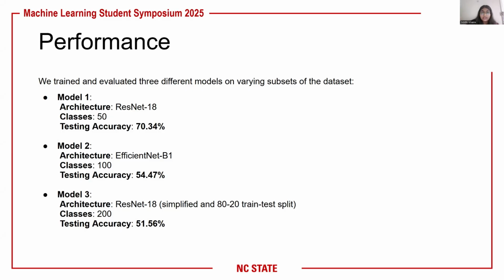For our third model, it is based on our model 1. However, it is more simplified because we got rid of all the image transformation. And instead of the suggested 50-50 train test split by our dataset, we ended up implementing the more general 80% training and 20% testing split. And this time we incorporated all the 200 classes and we ended up with a testing accuracy of 51.56%.